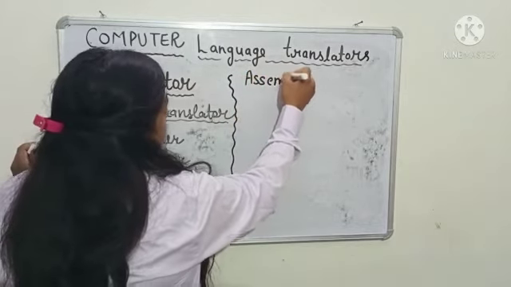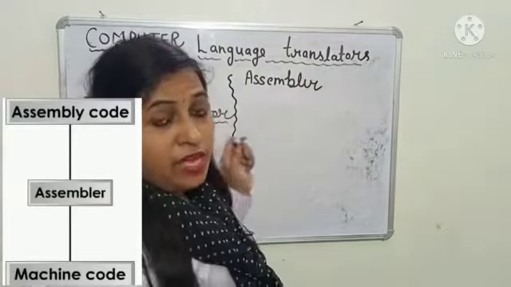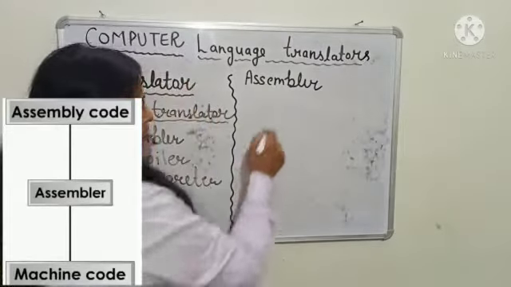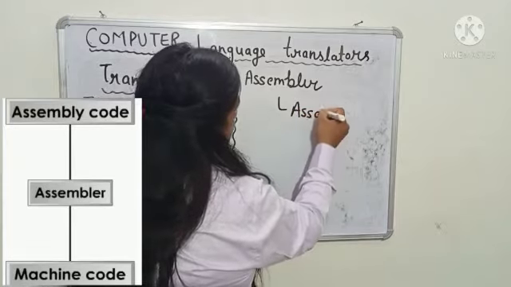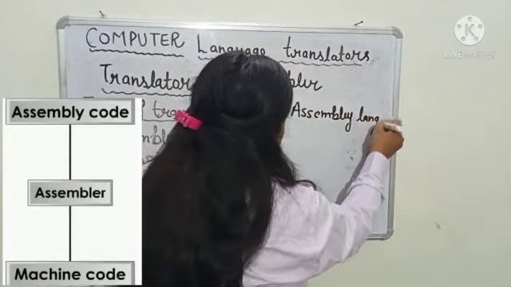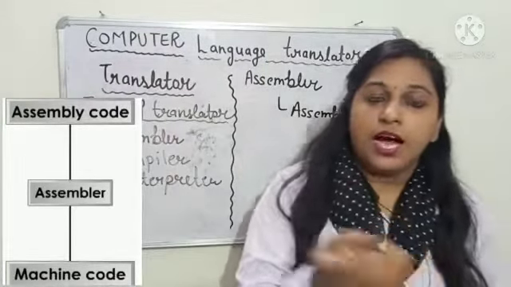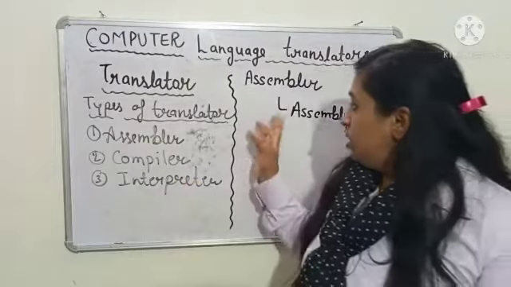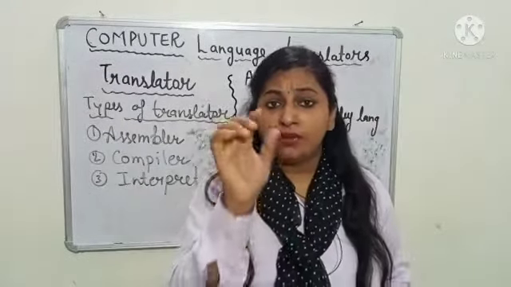So assembler is also a special program, and it is designed for assembly language. Assembler is used to convert assembly language into machine code. Assembly language is also a computer language, and it uses mnemonic codes.